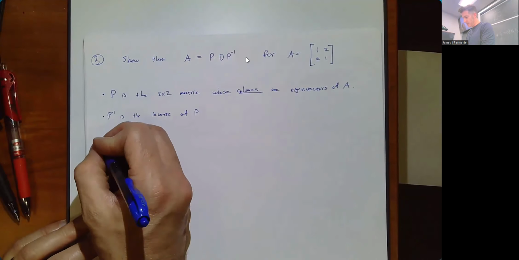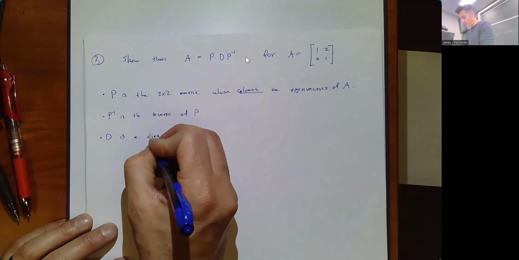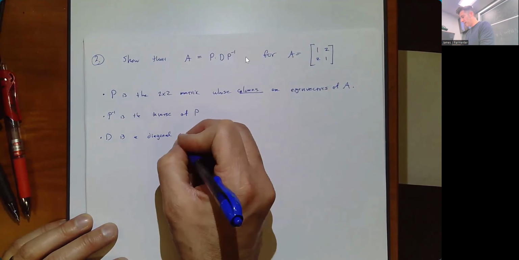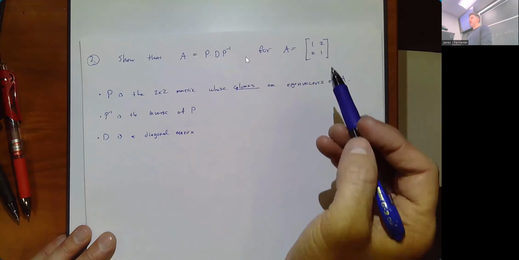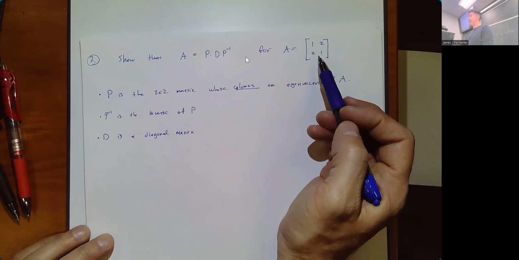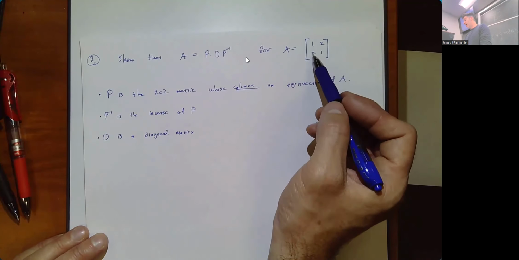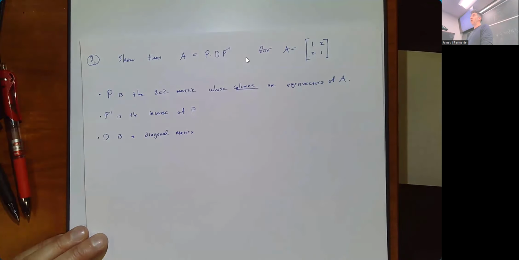And then the matrix D is a diagonal matrix. What do I mean when I say diagonal matrix? Well, let me ask you all. Is that matrix there a diagonal matrix? Good question, is it? It is not a diagonal matrix. It's not a diagonal matrix because it has entries off the diagonal that are not 0. So to be a diagonal matrix, all of the non-diagonal entries have to be 0.